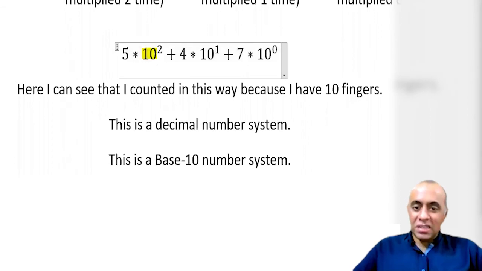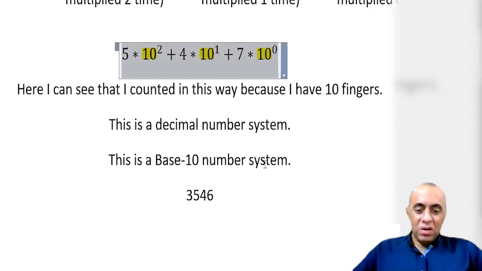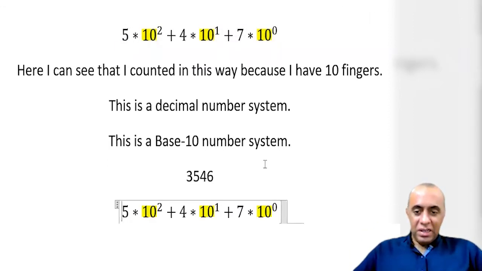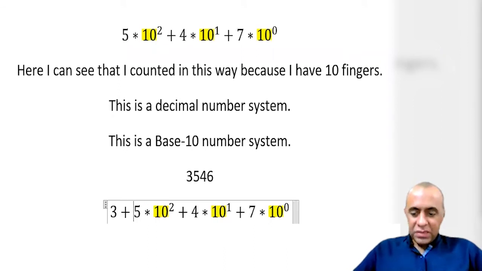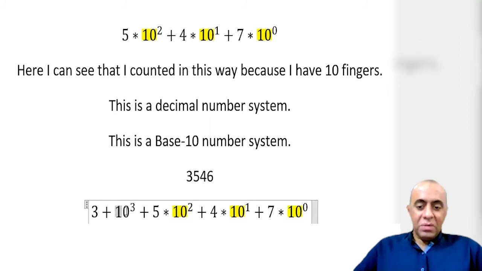So let me try to highlight this. So I can see a 10 everywhere. Why? Because I was actually counting in the base 10. I can extend this definition and I can construct as big a number as I want. Like for example, let's start with even a smaller number like 3546. I could write it down in the same format. What I would have to do would be that I would simply say that there is a new number here which is being multiplied by 10 to the power 3, and that's it. But 10 would be there.